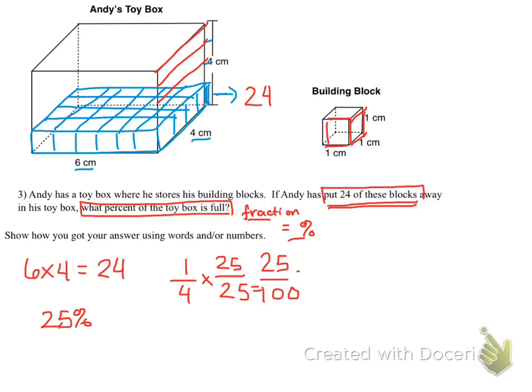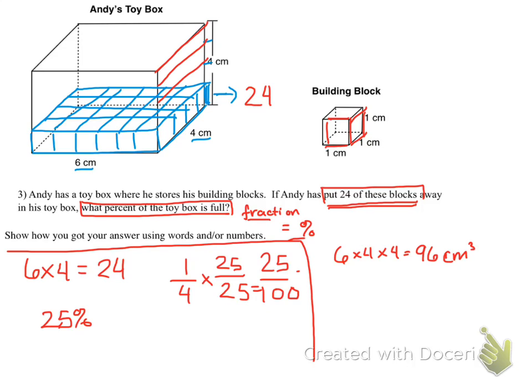Now, that is a pretty clever way of doing this. I think most people, though, would find the whole volume. They would do the width times the length, which is 6 times 4, is 24, times the height, 4. And that comes out to be 96. So the volume is 96 centimeters cubed. And Andy put in 24 centimeter cubes. So there's a fraction too.